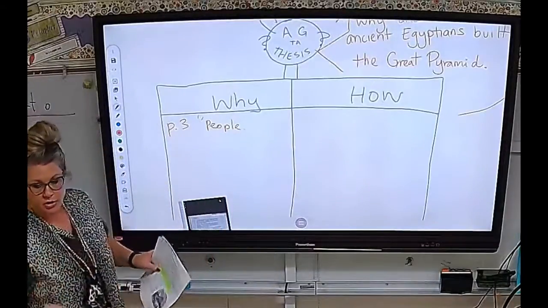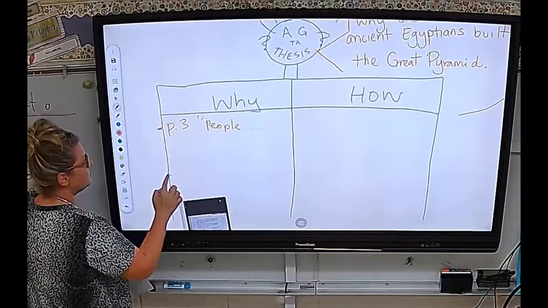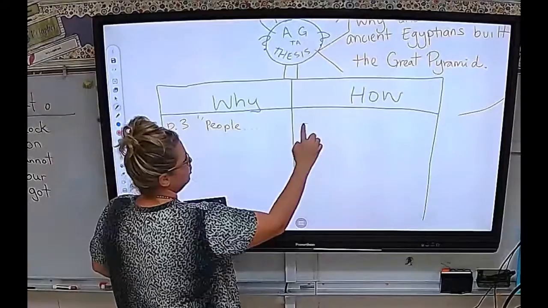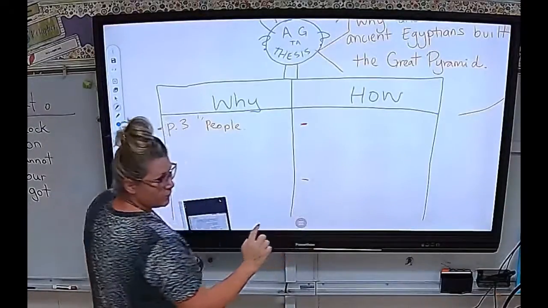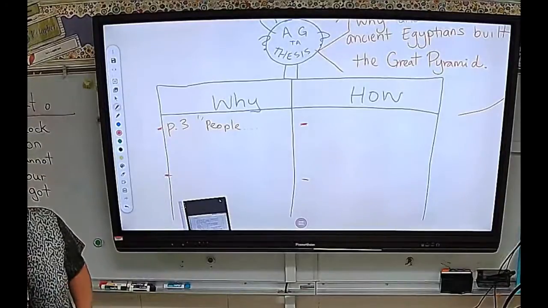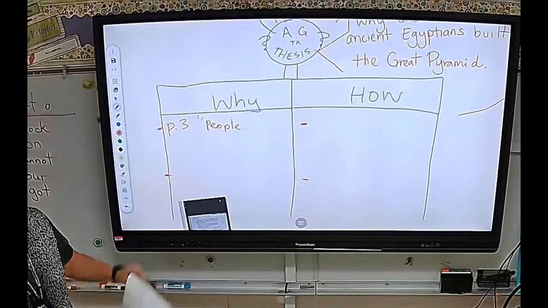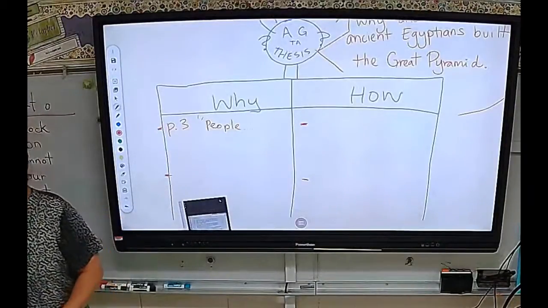Okay? The goal is to have 2 facts for why and 2 facts for how. This is the text evidence that you're going to use in your essay. So pick the best 2. Got it? Okay, this is your by yourself work. That's what you're going to do next, right now.